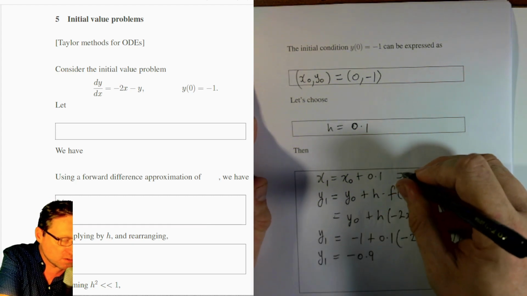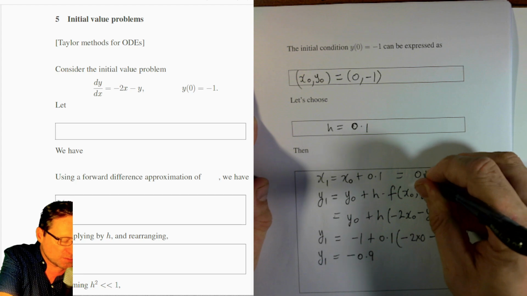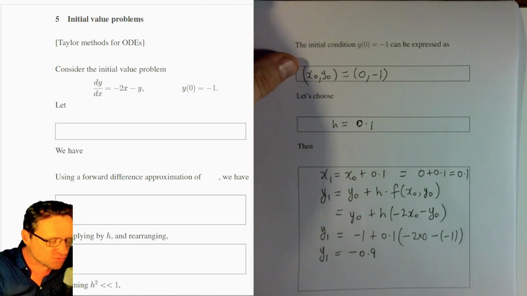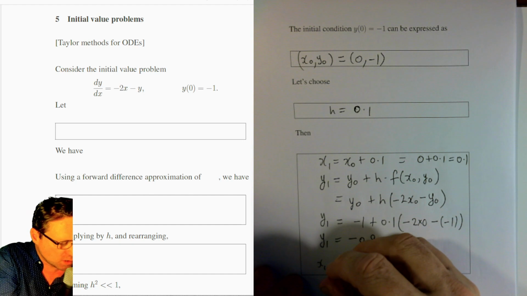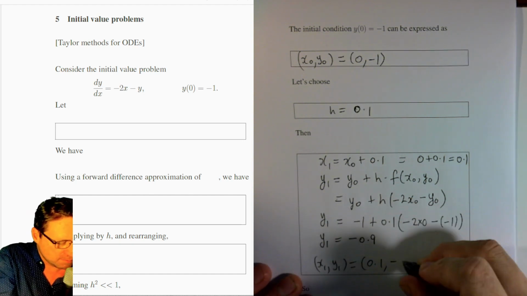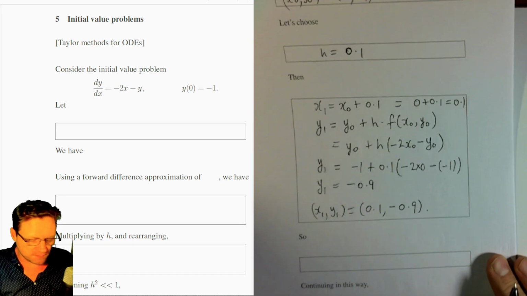Okay, and then up here, x1 is 0 plus 0.1, which is 0.1. Okay, so now let's write this as a point. So (x1, y1) is the point (0.1, -0.9).